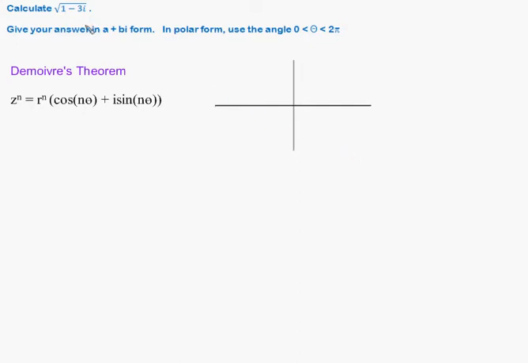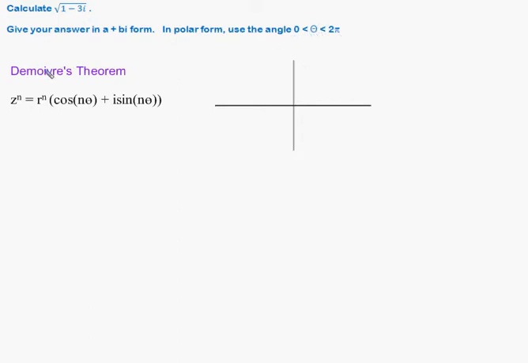This question is asking us to calculate the square root of the complex number 1 minus 3i. Because there's two square roots to a complex number, I need to know which one the question is asking for. It turns out when you do DeMoivre's theorem, you can represent theta in a negative fashion or a positive, but for this problem they want us to represent theta as an angle between 0 and 2 pi, which means they want the positive version.